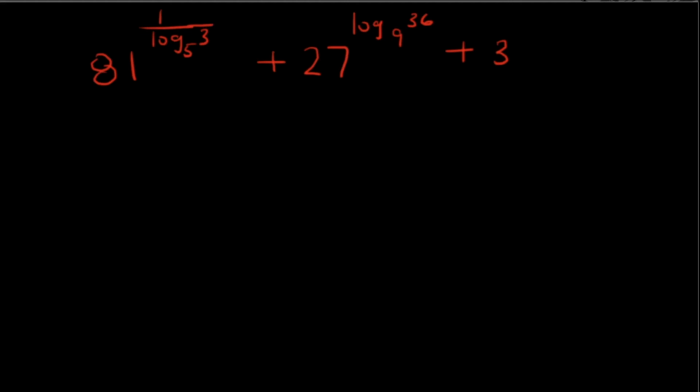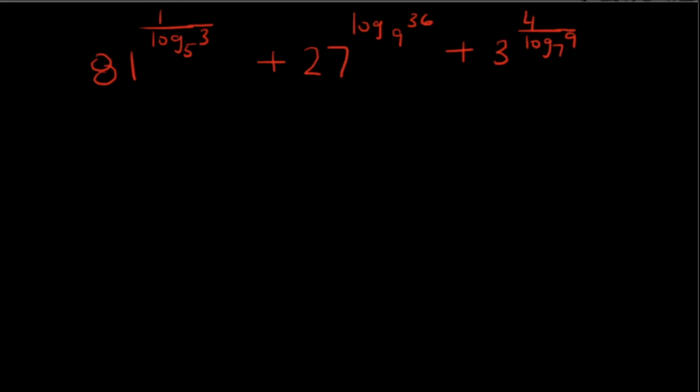Okay, last one is way more involved. Let's see, we have 81 to the 1 over log base 5 of 3 plus 27 raised to the log base 9 of 36 plus 3 raised to the 4 over log base 7 of 9. We're going to take this term by term. So I want to first focus on 81 raised to the 1 over log base 5 of 3.